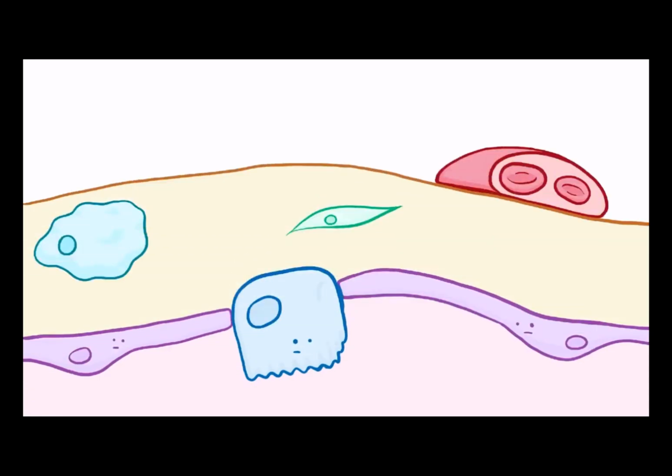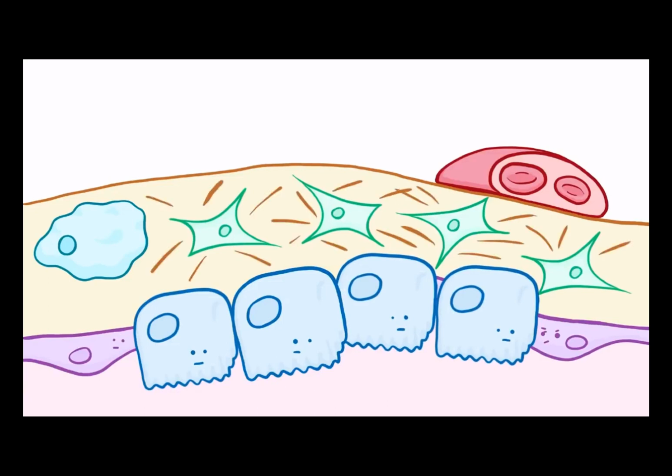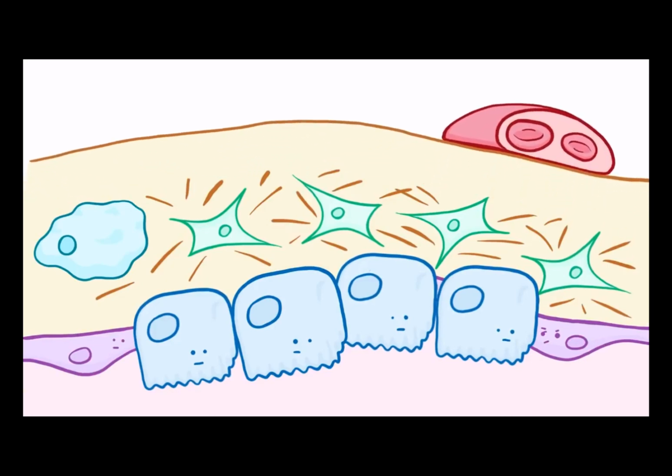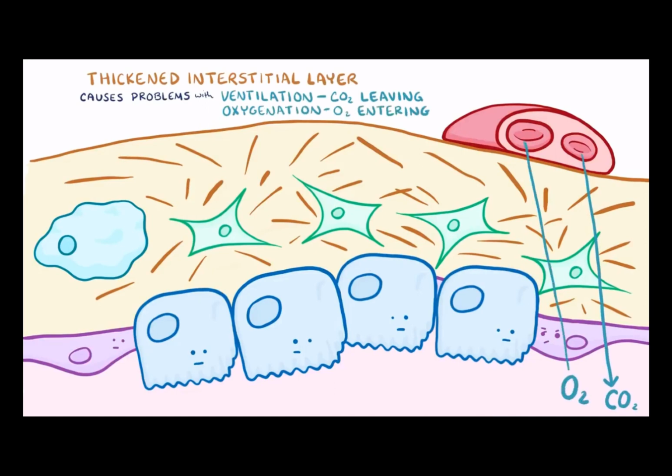Once the process is triggered, however that happens, the fundamental problem is that the type 2 pneumocytes overproliferate during the repair process, and this leads to too many myofibroblasts and too much collagen. To make matters worse, the myofibroblasts don't undergo apoptosis normally, and instead continue to make even more collagen. As the collagen accumulates, it thickens the interstitial layer between the alveoli and the capillary, and that leads to problems with ventilation, which is carbon dioxide leaving the body, as well as oxygenation, oxygen getting into the body. The excess collagen also causes the lungs to become stiff, which makes it hard for air to flow in and out.